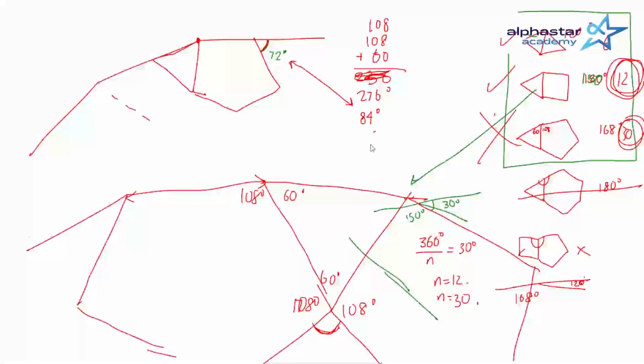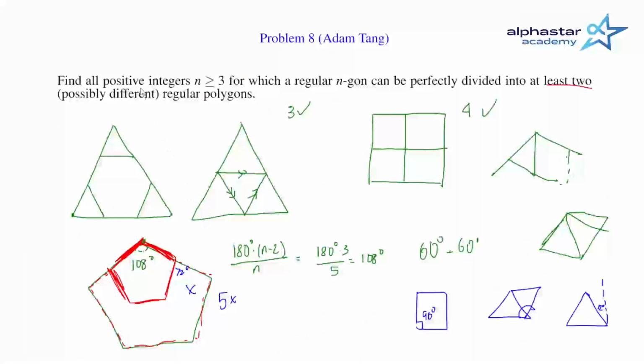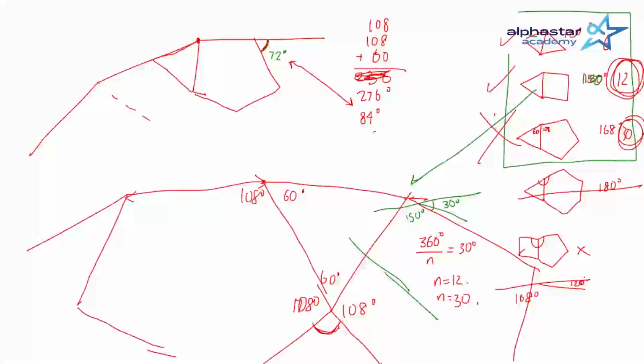Which tells us that in total we have 3 works, 4 works, 5 doesn't work, 6 works, and 12 works. So our final answer is 3, 4, 6, and 12, and no other possibilities. QED.